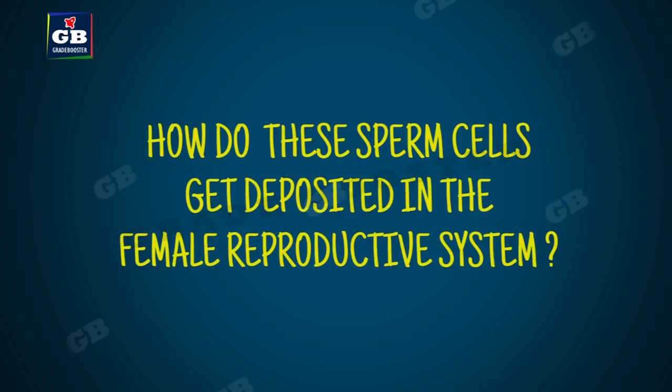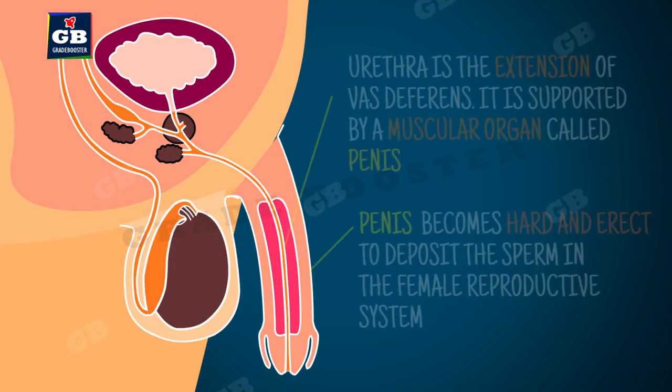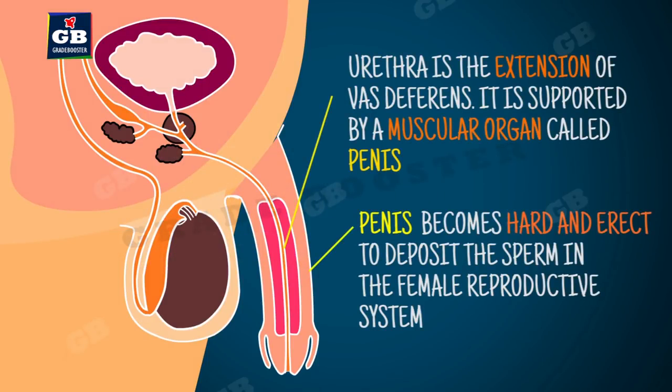How are these sperms deposited in the female reproductive system? The sperm from vas deferens enters another duct called urethra, which is surrounded and supported by a muscular organ called penis. Penis is the organ that deposits the sperms in the female reproductive system. It becomes hard and erect during the time of mating.